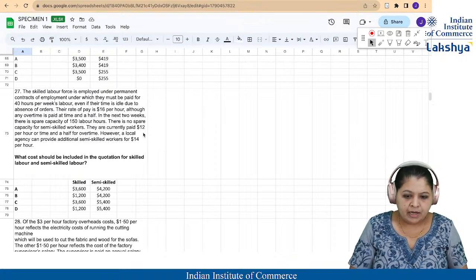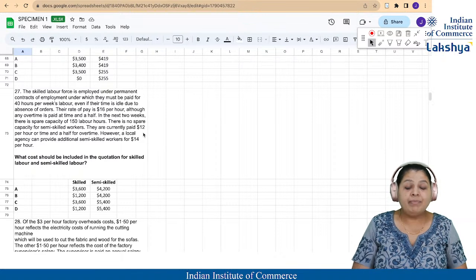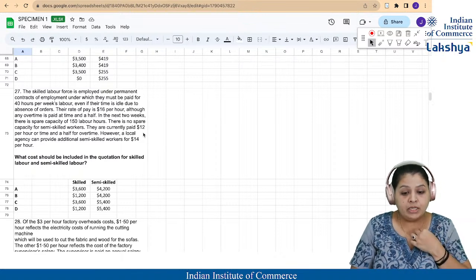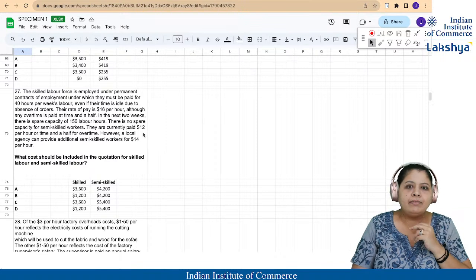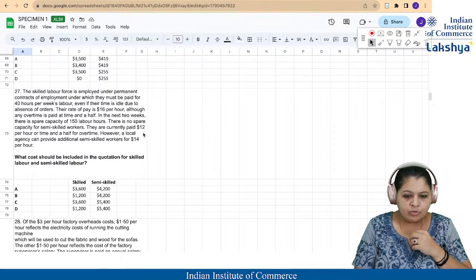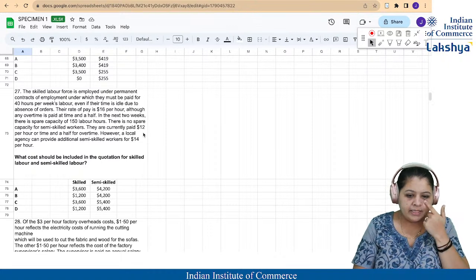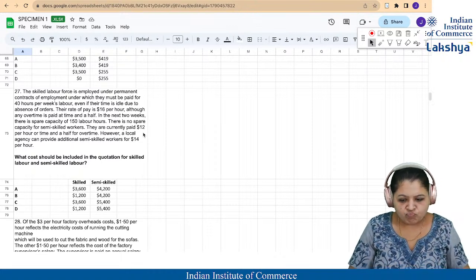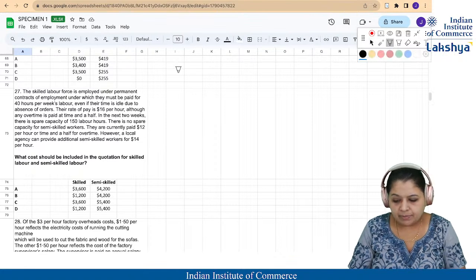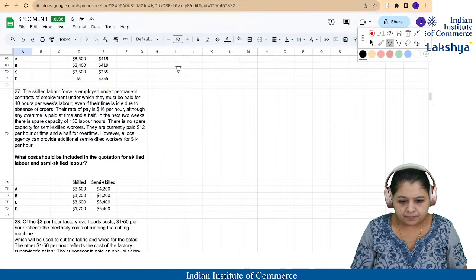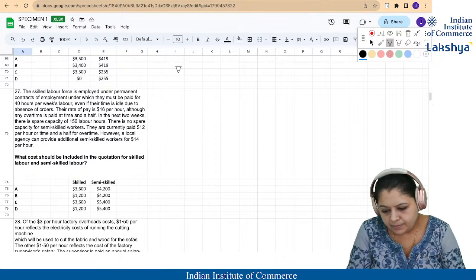If these people are going to do it, they will take time and a half, right? So 16 is what they are paid. Time and a half would be 16 plus 8, which is 24, right? So it's better to get those people from an agency at $14, right? So let's work on this question also. The simple question, this is skilled and semi-skilled.